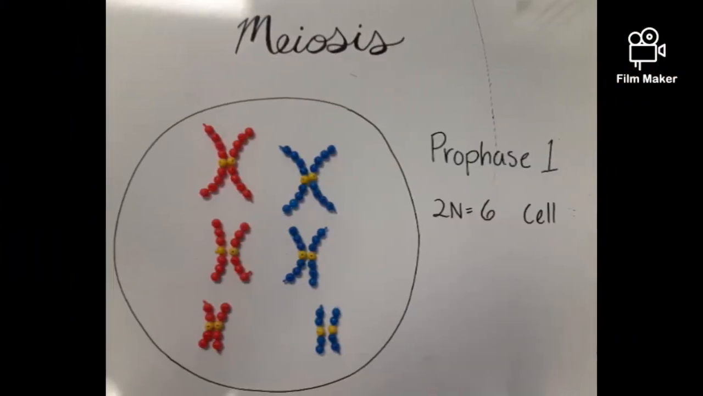Now that homologous pairs are formed, prophase I of meiosis I can occur. Prophase I begins with a diploid cell, meaning there are three homologous pairs. During late prophase I, the homologous chromosomes come together to form tetrads.